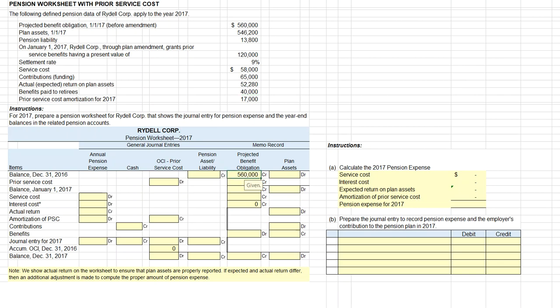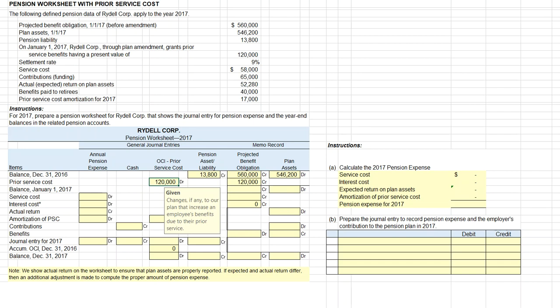Let's begin by picking up our projected benefit obligation. Our beginning balance, we were told, was $560,000. Our beginning assets, we were told, were $546,200, which gave us our net pension liability of $13,800. Again, the net liability is simply our pension benefit obligations minus our pension assets. And in this case, we have a liability because our obligations are greater than plan assets.